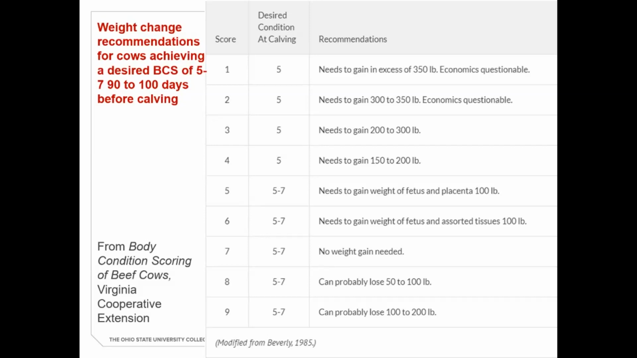An additional 100 pounds is typically gained during the last trimester of gestation for the fetal growth and the uterine development. This is the best time to put condition back on a thin cow or reduce intake of a fat cow.